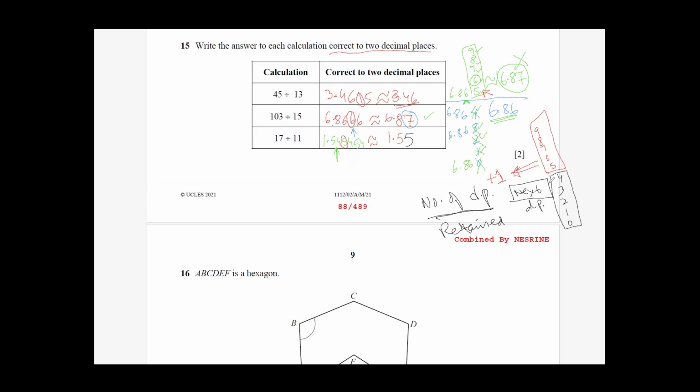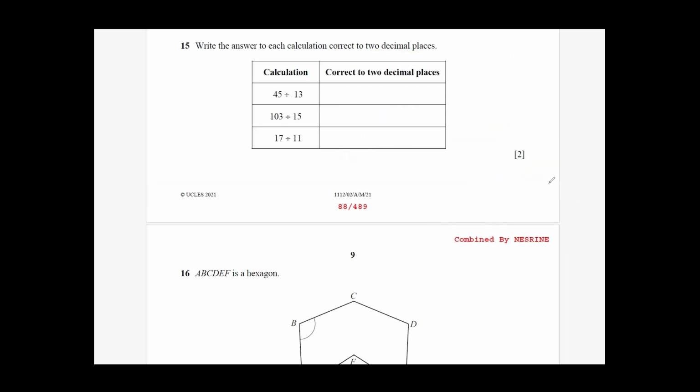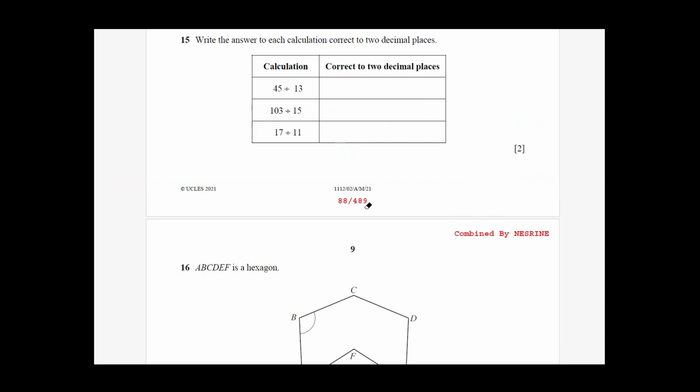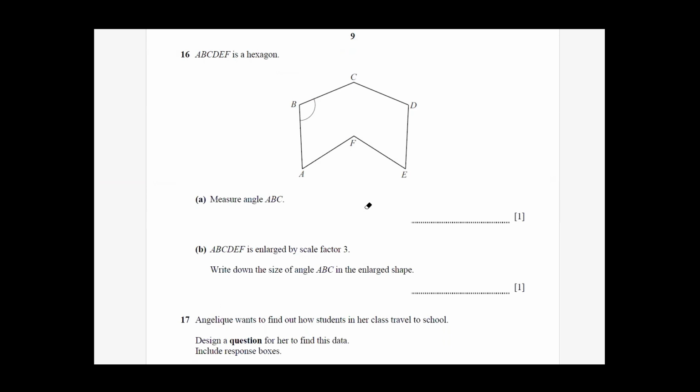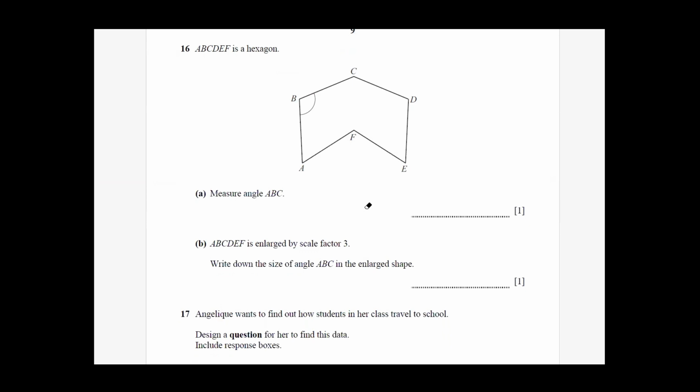Okay. After this, we proceed further. It is question number 16. ABCDEF is a hexagon. We need to measure the angle ABC.